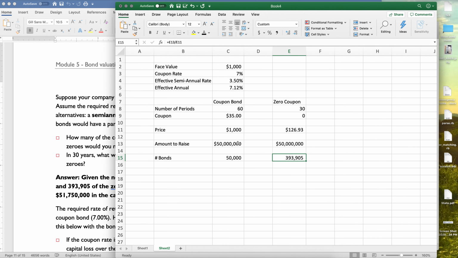Let me talk about the intuition here. This bond pays you $35 every 6 months, and then it pays you $1,000 at the end. It does so for 60 semi-annual time periods. This bond pays you nothing until the end of 30 years. So, as you can imagine, this is going to be worth less to you on day 1. This is going to be worth more because you get more payments out of it, so you'd be willing to pay more for that. So that's why this number is so much different than that number.